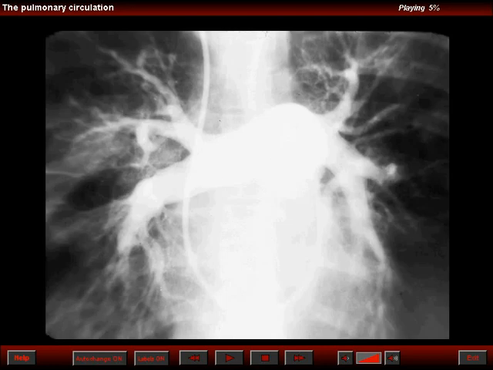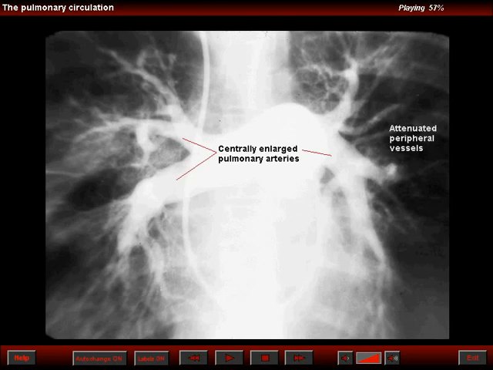When I catheterized the pulmonary trunk, very high pressures were obtained. Upon injecting contrast in the pulmonary trunk, one can see centrally enlarged pulmonary arteries, attenuated peripheral vessels, and the most interesting observation is the evidence of asymmetric pulmonary blood flow. Note flow retardation, particularly in the right lower lobe.